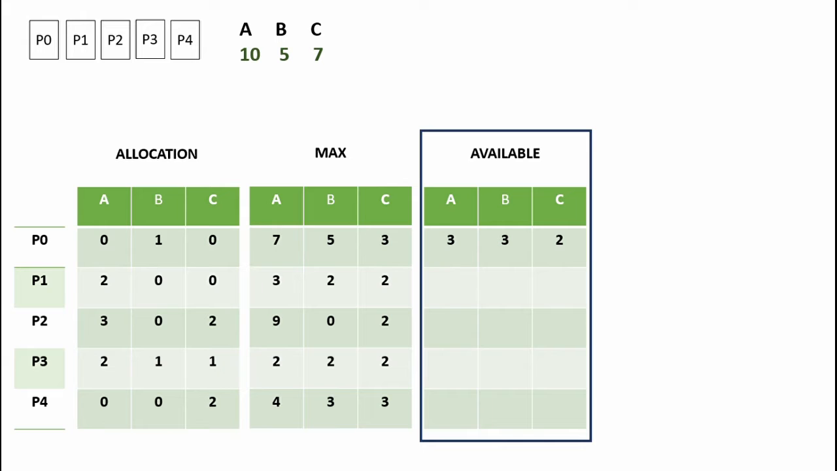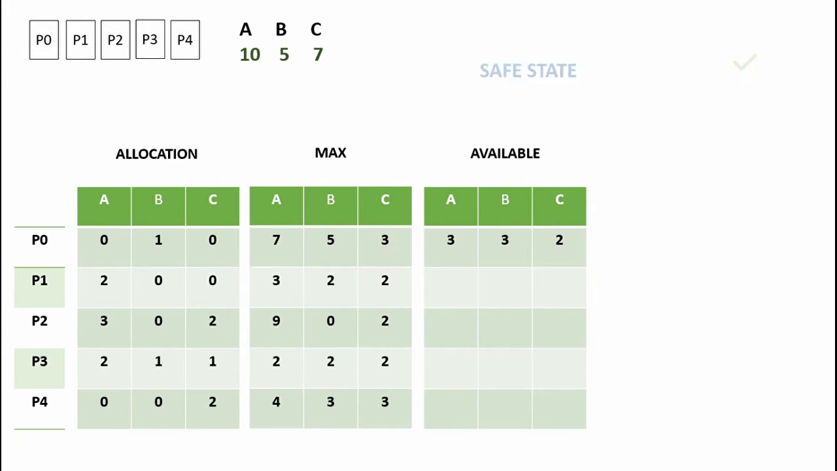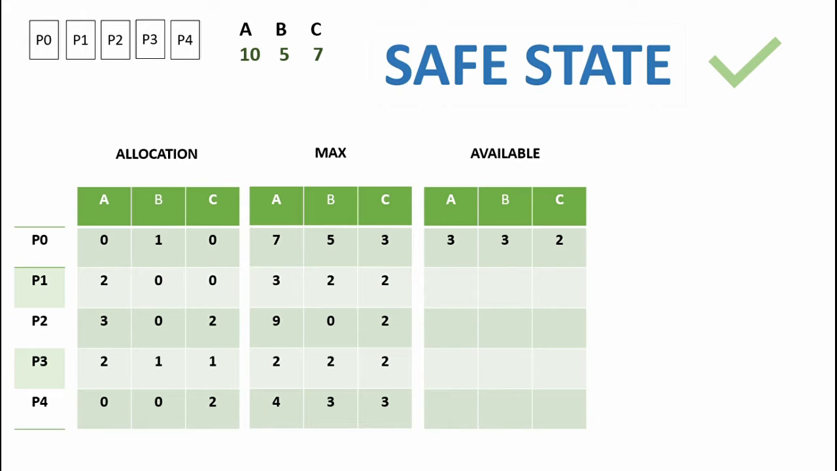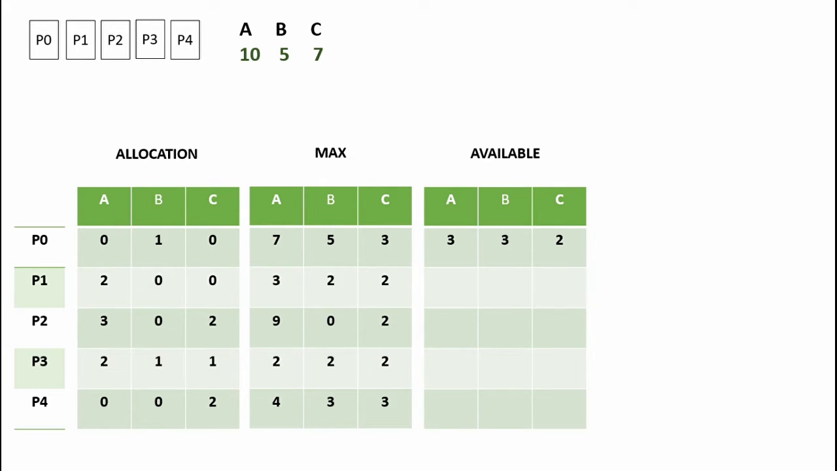Okay, so now we have to find if the system is in a safe state. A safe state means that all of the five processes P0, P1, P2, P3 and P4 can complete their work without going into a condition of deadlock. So what do we need to find? We need to find a sequence in which these five processes can be executed so that there will not be any condition of deadlock, and that sequence is called a safe sequence. So what we need to do is find a safe sequence, and if we cannot find a safe sequence, then the system is said to be in an unsafe state.